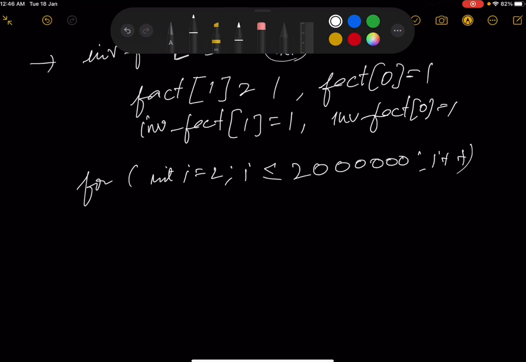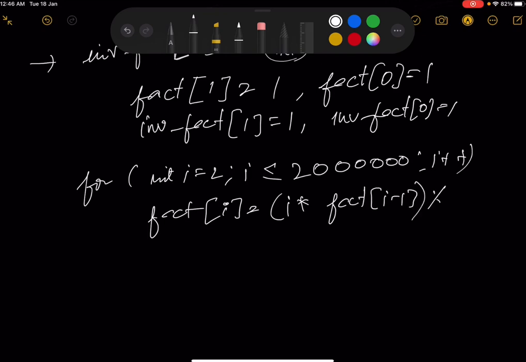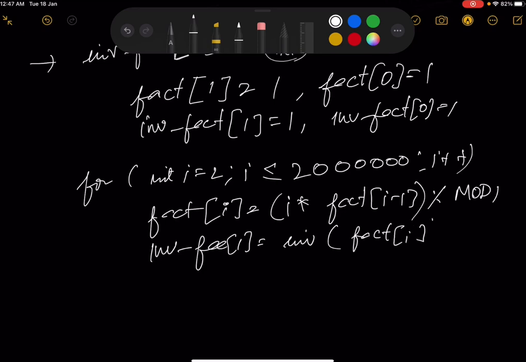Okay, and you say that the factorial of I will be equal to I into factorial of I minus 1 by the basic property of factorial modulo mod, and inverse factorial of I will be equal to inverse of factorial of I. So this is a function inverse which will find the inverse of this factorial I. It's very easy to implement inverse.